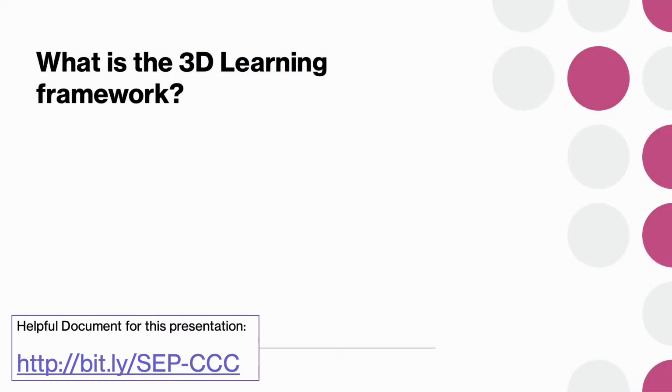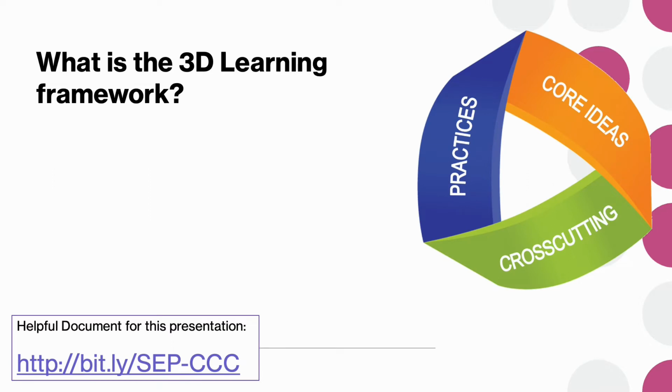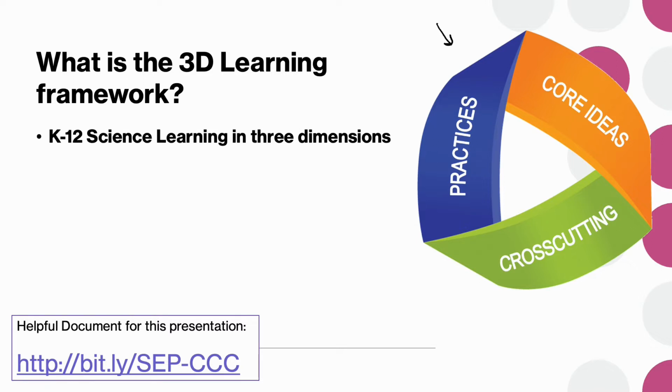So the first thing that we're going to talk about here is what is the 3D learning framework. This is something that, like the name suggests, has 3 dimensions. And it's kind of conceptualized here. You can see in this graphic the 3 different dimensions of the 3D learning framework. So this is K-12 science learning. It's specific to science in 3 dimensions.